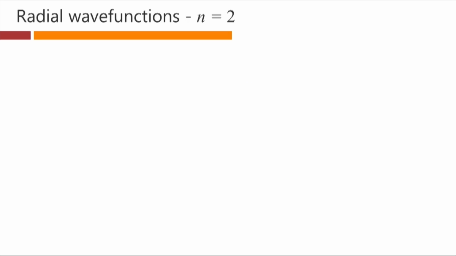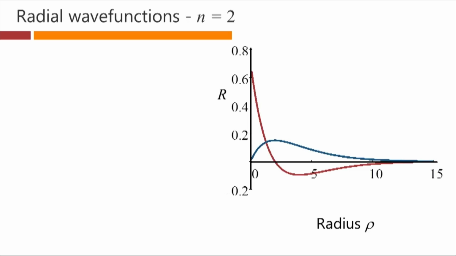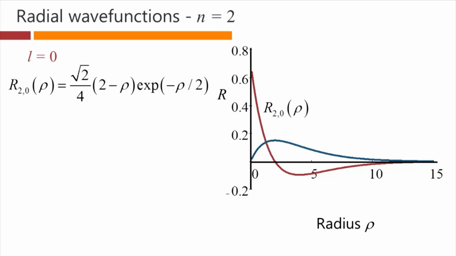If we go on to look at the n equals 2 states, then here they are plotted up, and we'll show what they actually are. For the L equals 0 state with n equals 2, we have this red function here. So it's basically 2 minus the radius in Bohr units times e to the minus the radius in Bohr units, but now divided by 2. So this function goes out further. The exponential decay is slower now that we've gone to higher n.